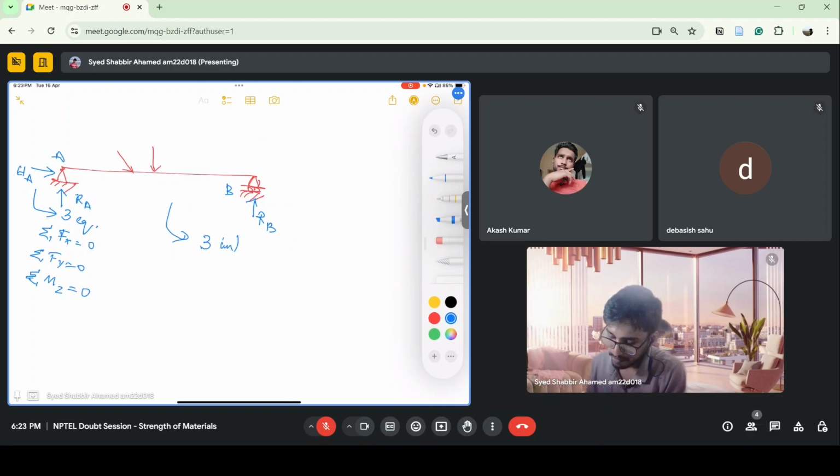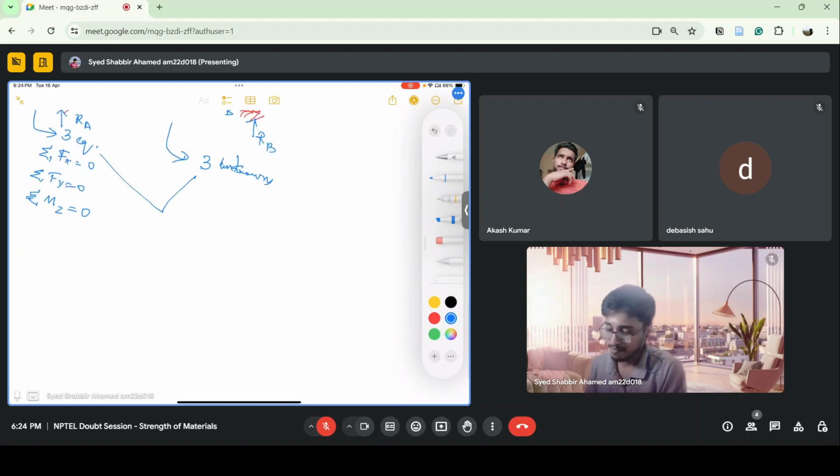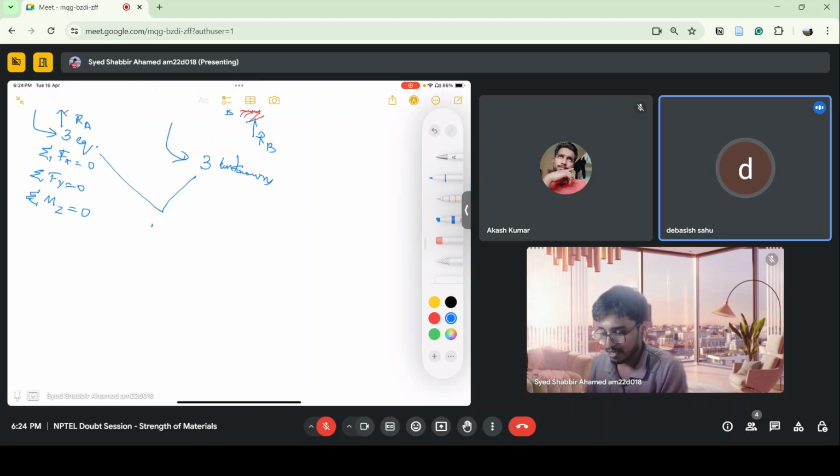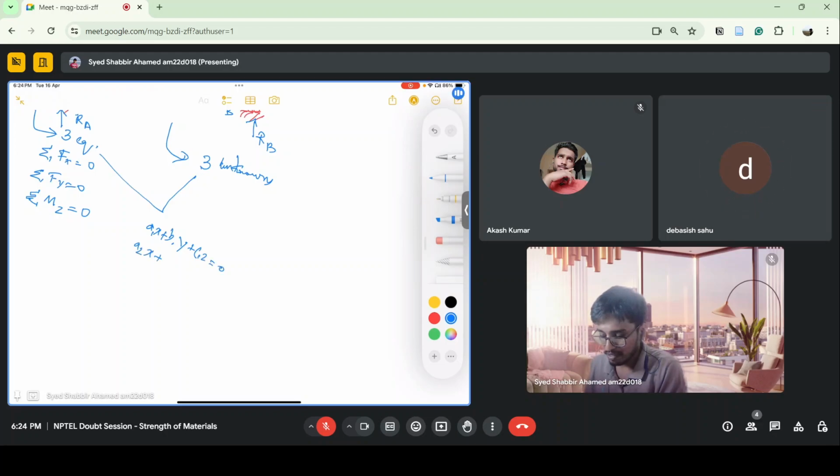Three unknowns or three reactions. So I have three equations and three unknowns. Using three equations, I can solve for three unknowns, right? You know algebra, right? Like you have three equations: a1x plus b1y plus c1z, a2x plus b2y plus c2z, and similarly a3x plus b3y plus c3z.